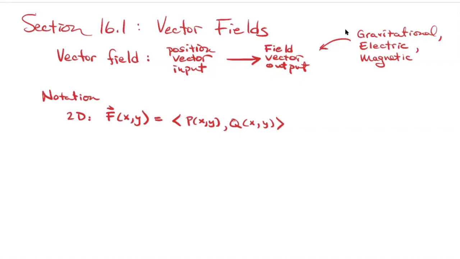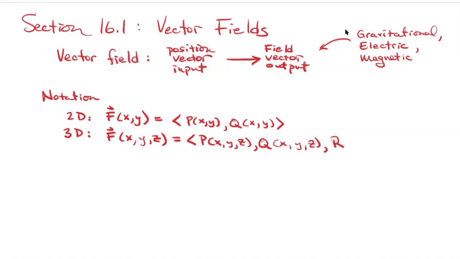Maybe sometimes I'll do X of x, y. No, that's not good, I can't do that. I have to do P and Q. And then of course in 3 dimensions, that's a vector output. So in 3 dimensions it'll be the same, but there's going to be an F of x, y, z as a position vector, outputting a vector P, Q, R: P of x, y, z, Q of x, y, z, and R of x, y, z.